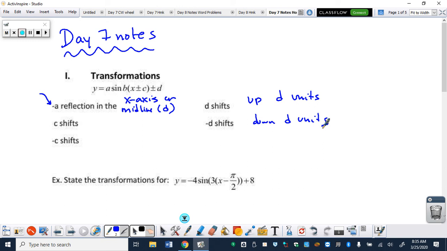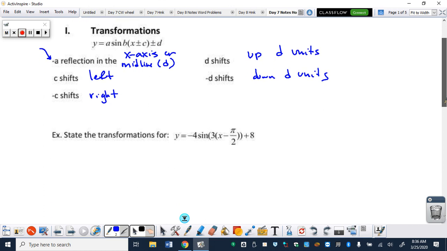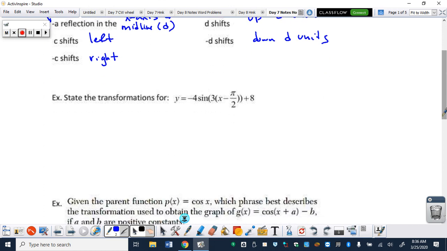C is what we're going to talk about today. Positive C is going to shift it to the left C units, and a negative C is going to shift it to the right. Remember that it is counterintuitive. It's the opposite of what we think is going to happen because it's a horizontal shift, which is not new to us because we talked about that quite a bit with the parabola and the absolute value.